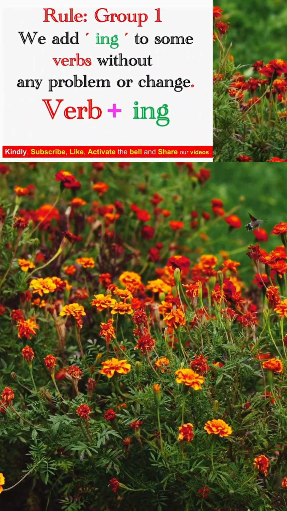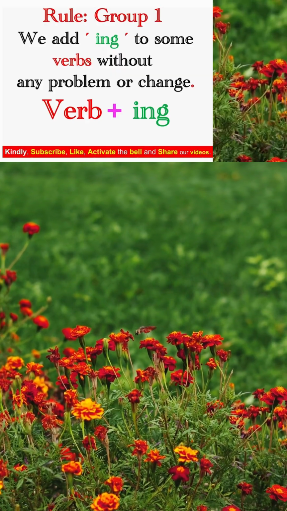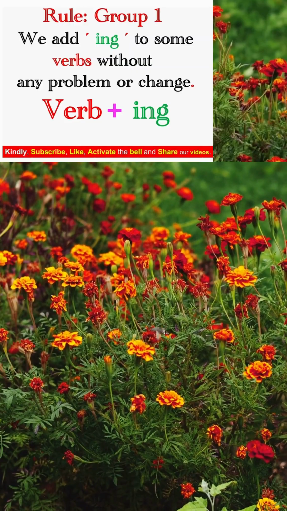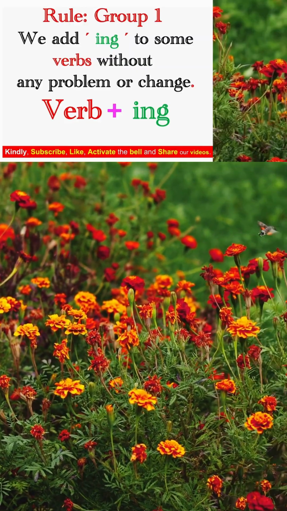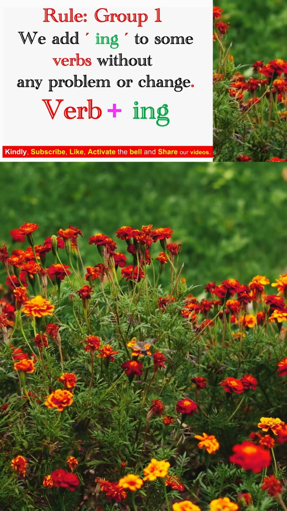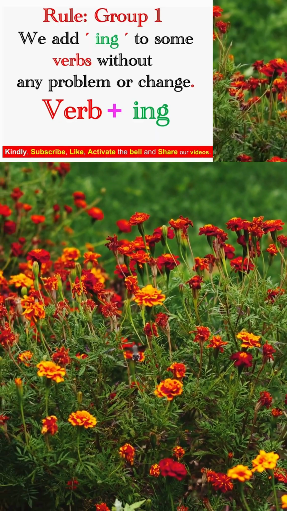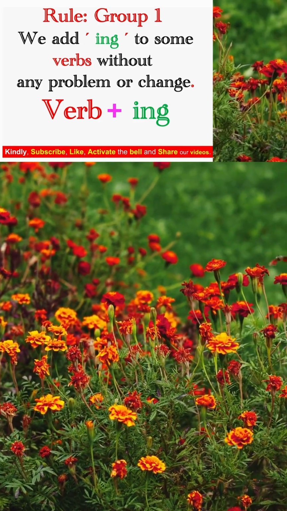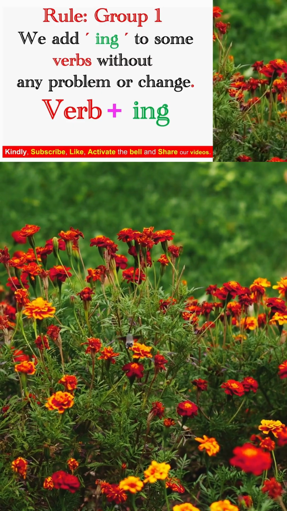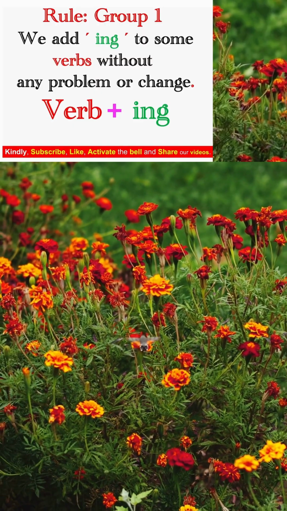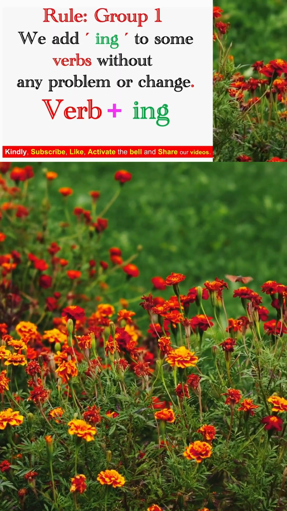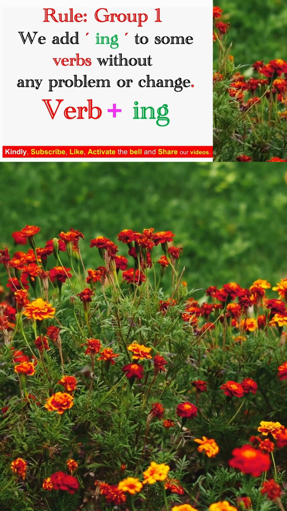So we have groups and we have rules for each group. Rule group 1 is very simple. We add ing to some verbs without any problem or change. So just the verb and we add ing. We are going to see the verbs that take ing without any problem or change. Let's see the first verb.